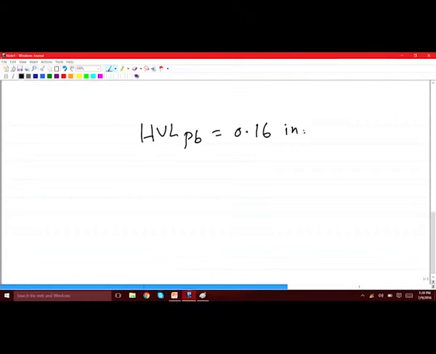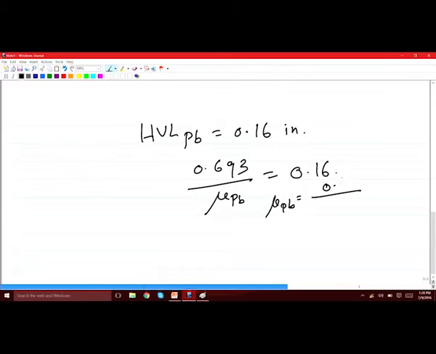For lead it is 0.16 inches. Okay, so, that means I know that 0.693 by mu of lead is 0.16. Okay. So, from here I can easily get the mu, and then I can use this in this equation again.